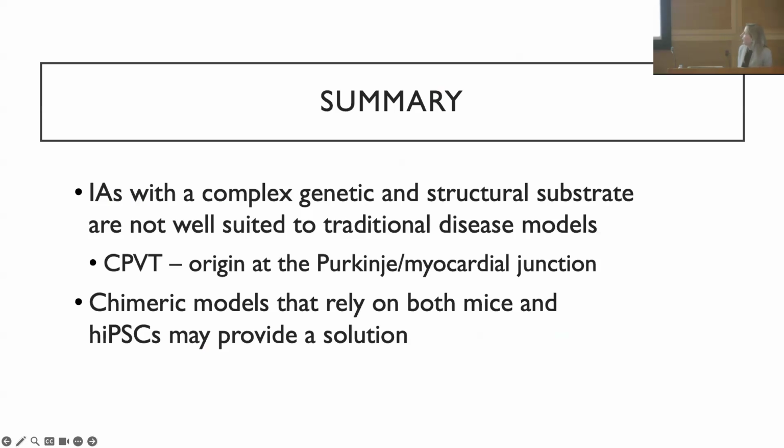So in summary, inherited arrhythmias have a complex genetic and structural substrate that are not well suited to traditional disease models. And I think a lot of what I've said would also apply to CPVT for those of you who are interested in inherited arrhythmias. And the answer to this may potentially be the generation of chimeric mouse models that rely on both the structure of the mouse organ and cardiomyocytes derived from stem cells to provide a solution to this.